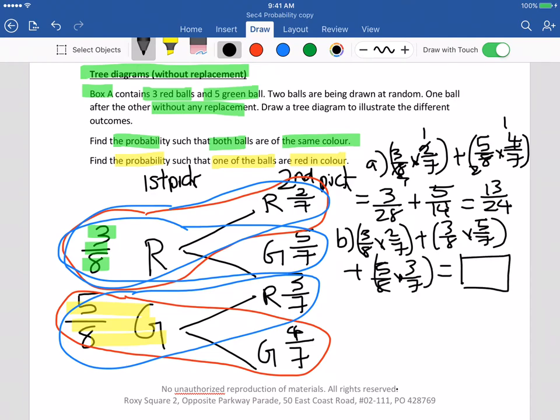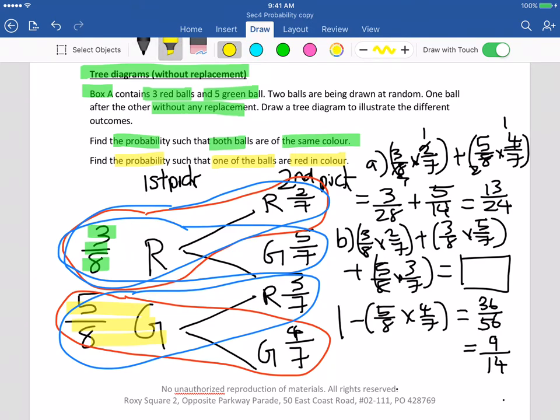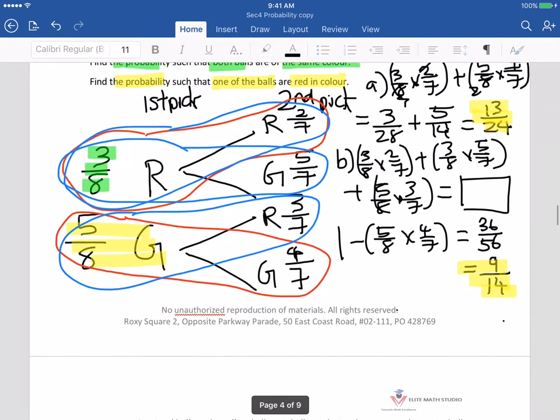Or what you can do is take one whole minus the probability that both are green, which is 5 over 8 times 4 over 7. I think the second method will be much easier. So if I'm not wrong, the answer will be 36 over 56. Reduced to lowest terms, it equals 9 over 14. That's the answer. Okay? So this is called a tree diagram without replacement. Let's go through the next one.